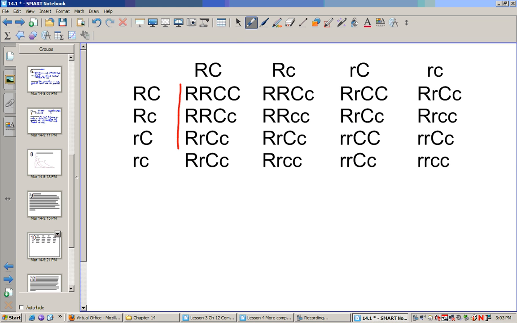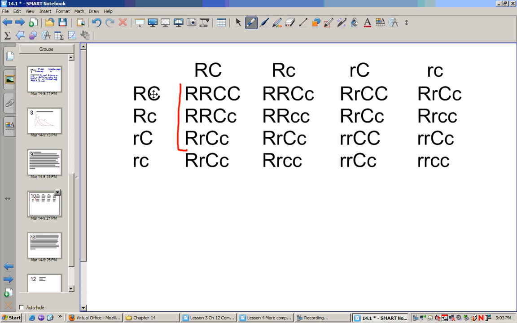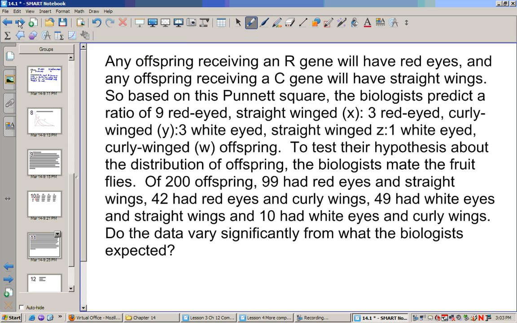So to sum it up, any offspring that receives the big R gene will have red eyes. So all these big R ones are going to have red eyes. Any offspring receiving a C gene will have straight wings. So based on the Punnett table, the biologists predict the ratio of 9 red-eyed straight-winged, 3 red-eyed curly-winged, and 3 white-eyed straight-winged. And then finally, there'll be 1 white-eyed curly-winged offspring.